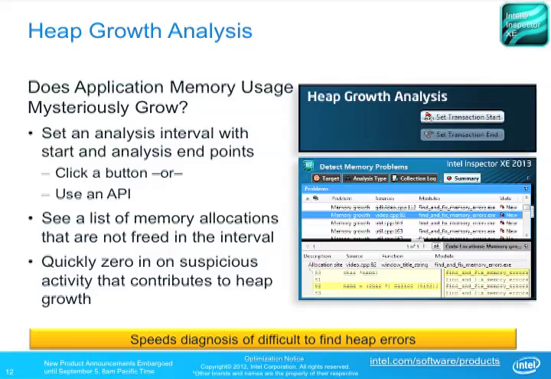And along those lines also, we have a new heap growth capability. Pretty simple idea. Instead of just looking for normal memory leaks, which is when you have memory allocated that you never deallocate, but you quit paying attention to, you quit having a pointer to, there's also this other type of bug where for some reason part of your program is accumulating memory.